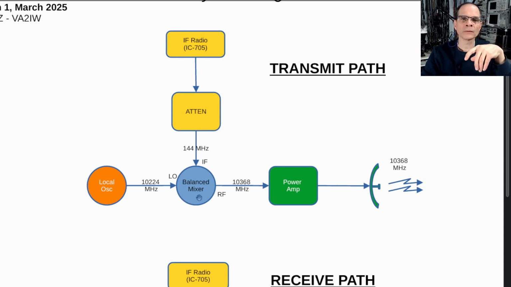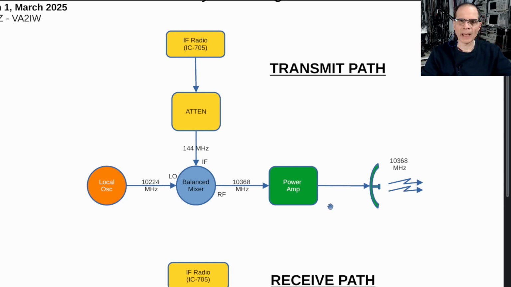And also sent into the balanced mixer is a local oscillator that produces 10.224 gigahertz. It's a constant carrier, it's a local oscillator, so the mixing of the 10.224 and the 144 megahertz IF signal, whether it's CW or sideband or whatever, will yield a 10.368 gigahertz transmit signal. And I'll have to boost that signal, which is in the milliwatts range, up to 10 plus watts, and that will be sent into, which you saw in one of my previous videos.